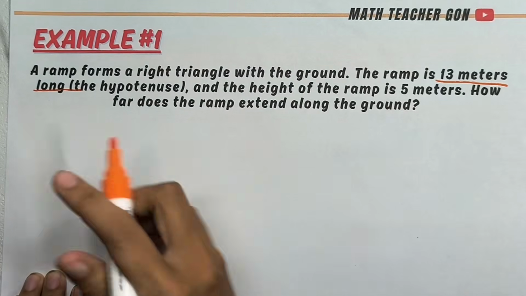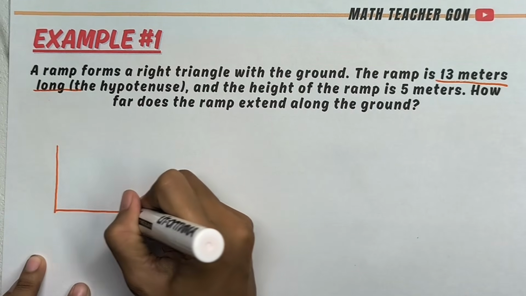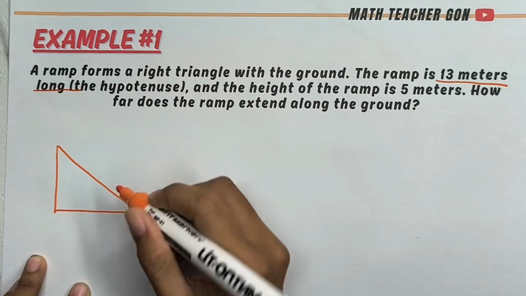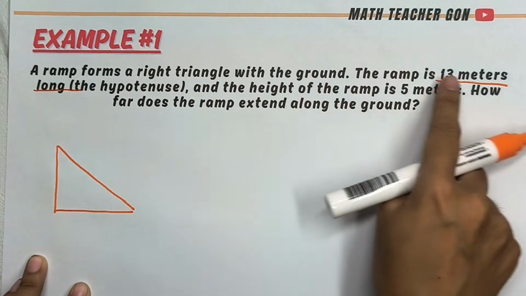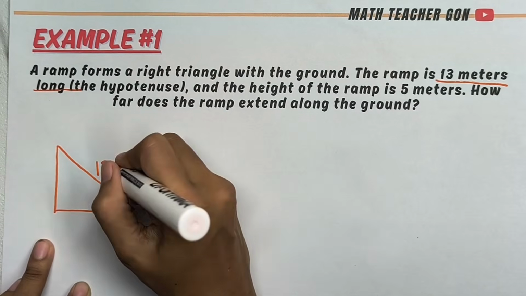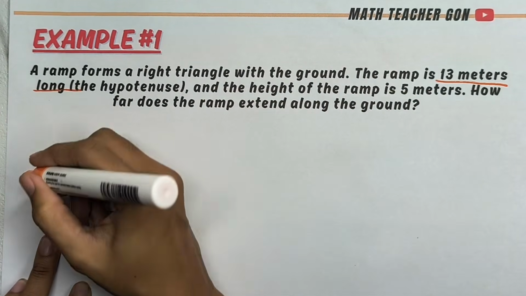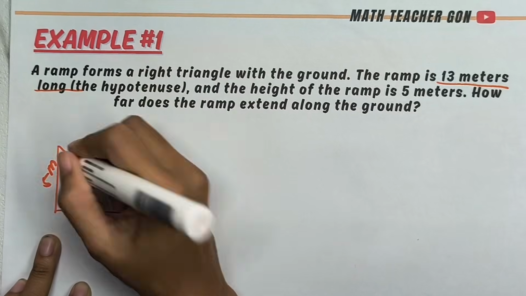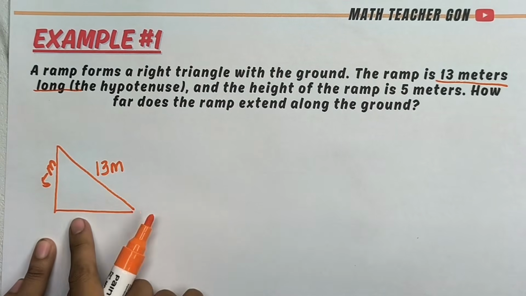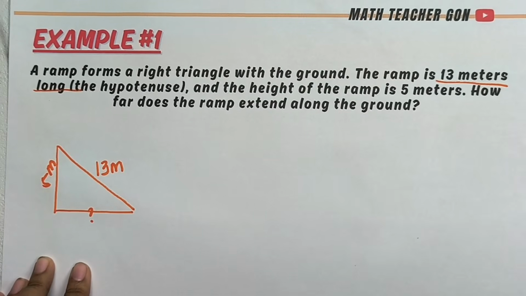So say for example, you have here, let's draw it. So it says there the hypotenuse is 13. So this is your 13 meters. And then the height of the ramp is 5. So this is your 5 meters. And the question is this one. So the question here is one of the legs.